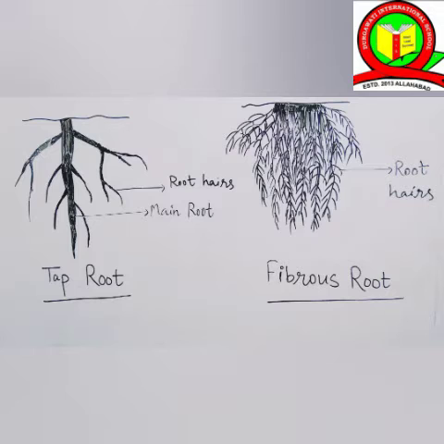Now on the next page, I have drawn a picture for you of the root. The first one is tap root and the second one is fibrous root. In the tap root, you can see a main root growing inside the soil, going deep. And it has many branches coming out of it. These branches are called root hairs. In the second picture, you can see a fibrous root. There is no main root inside this. It has turned into branches right from the soil.